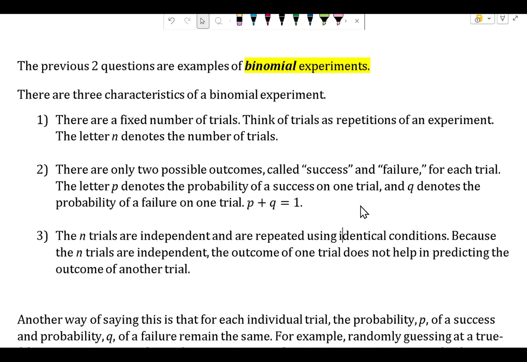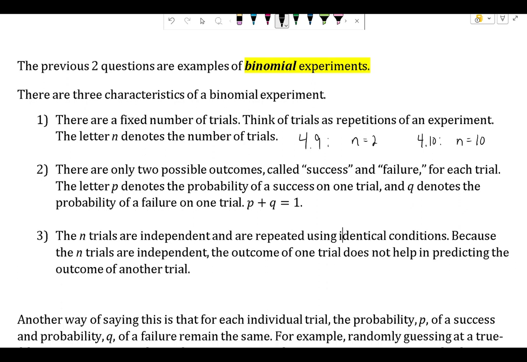The letter N denotes the number of trials. So again, in example 4.9, we used N equals 2. For example 4.10, we used N equals 10. And for a binomial experiment, we need to have only 2 possible outcomes called success and failure for each trial. In the previous examples, we said tails was a success because we were looking for the number of tails, whether it was getting 1 tail or getting 3 tails or getting at most 1 tail.